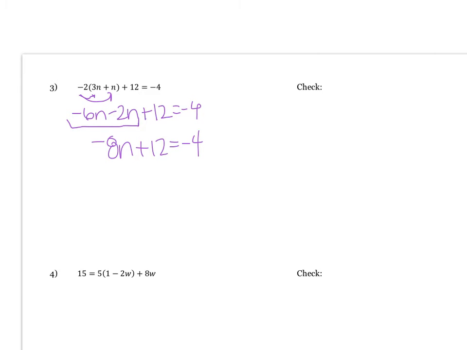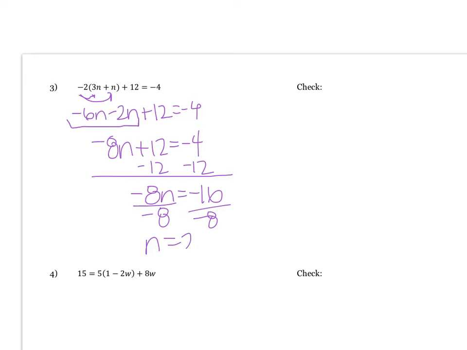Now we have our two-step equation, so I get rid of my constant first by doing the inverse operation. We get a negative 8n is equal to a negative 16. Divide both sides by a negative 8. We get n is equal to a positive 2.